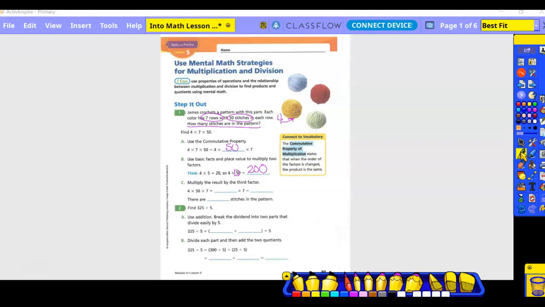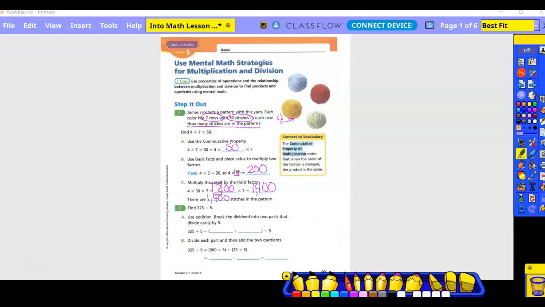So we just said 4 times 50 was 200. So we'll put 2 in a box. So 2 times 7 is what? 14, and add 2 zeros. So there are 1,400 stitches in the pattern.